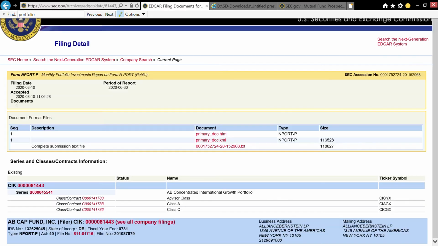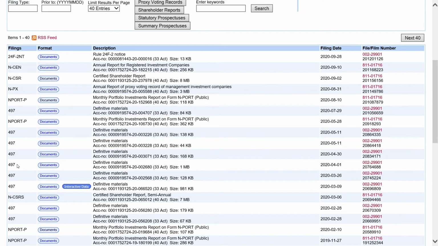Now this is it for the import P report. The next thing is, this will take you some time to just take this information and plug it into a spreadsheet, which is where the automation comes in. But for somebody looking at one or two funds on a monthly basis, this is sufficient. It gives you all the information you need.